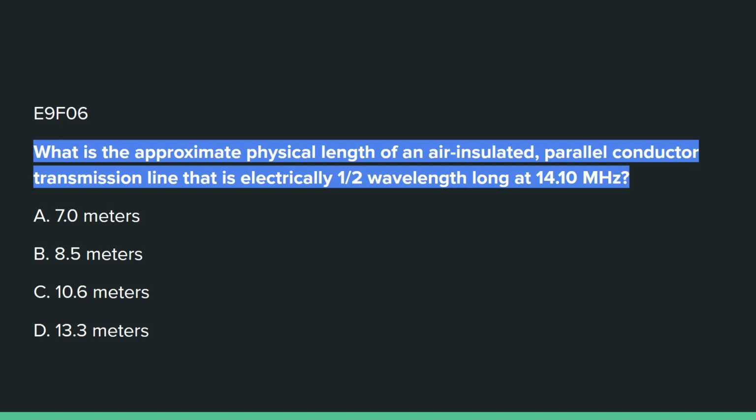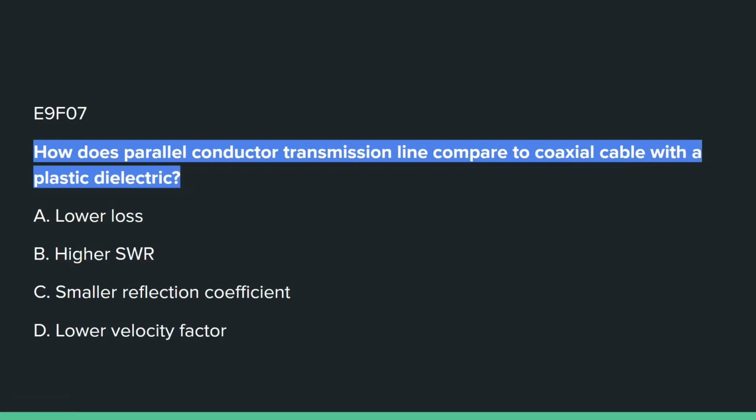E9F06, what is the approximate physical length of an air-insulated parallel conductor transmission line that is electrically half wavelength long at 14.10 megahertz? Answer is 10.6 meters. Answer C. E9F07, how does parallel conductor transmission line compare to coaxial cable with a plastic dielectric? A. Lower loss.